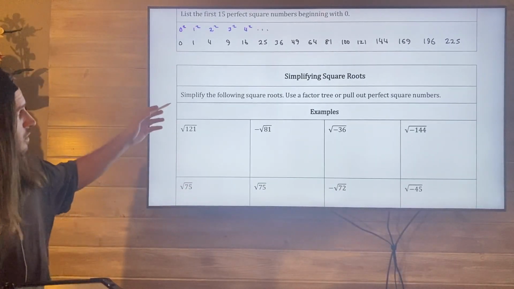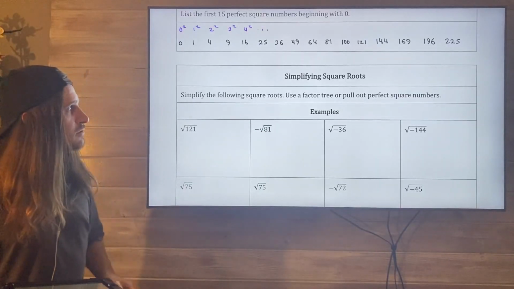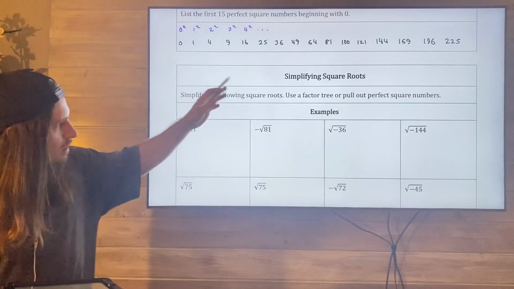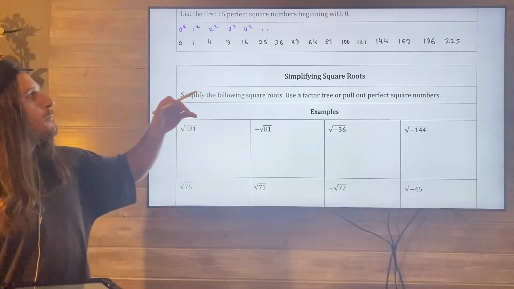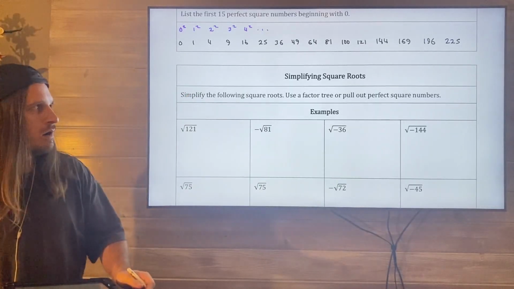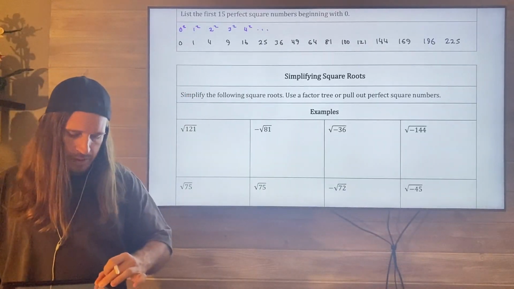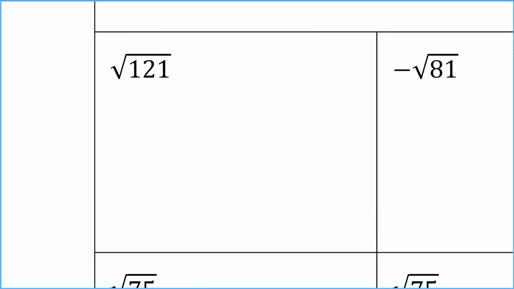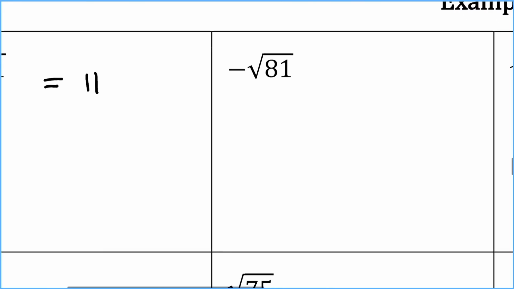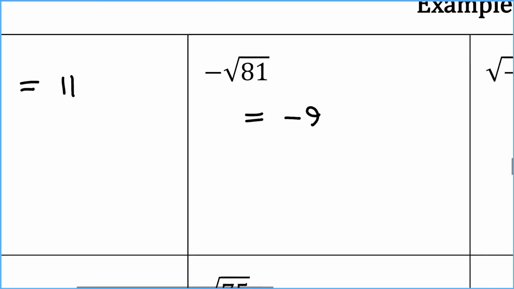So I say, simplify the following square roots. Use a factor tree? I'm not going to do that. Those are old instructions. Or pull out a perfect square number. This is the way I like to do it, but you have to be a little smooth with your square numbers. But here we go. Square root of 121. Well, that's 11. That one's clean. Done. Square root of negative 81: square root of 81 is 9, and the negative just tags along. So that's negative 9.